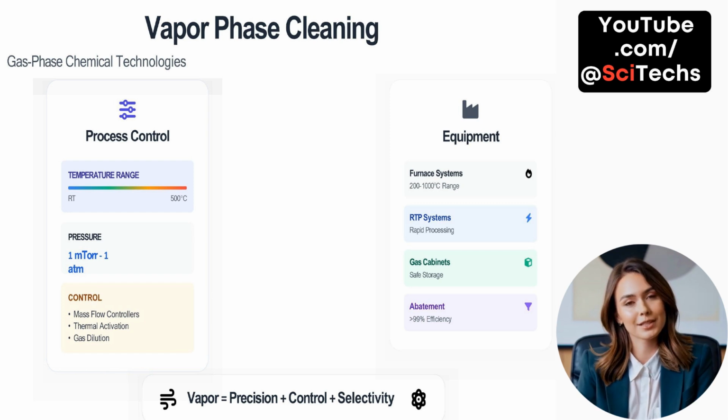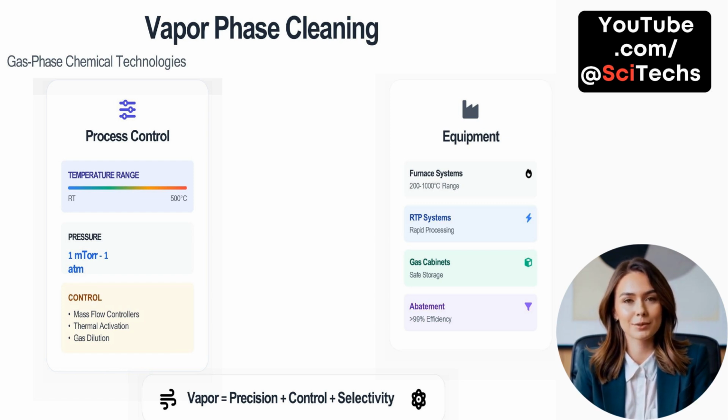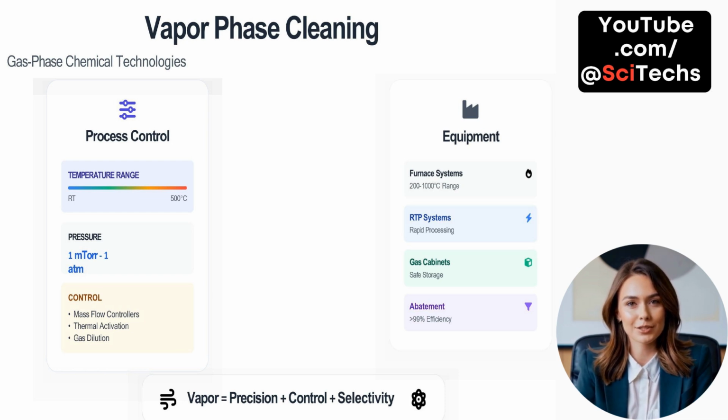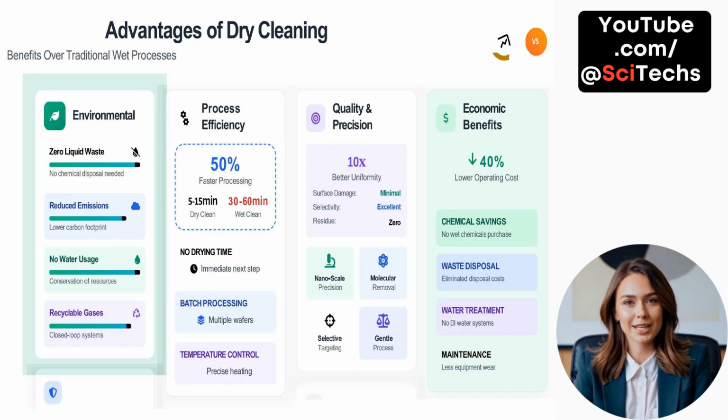Gas cabinets are essential for the safe storage of toxic and reactive gases. Finally, abatement systems are required to capture and neutralize exhaust gases with over 99% efficiency, ensuring environmental and personnel safety. Advantages of dry cleaning. Dry cleaning in semiconductor manufacturing offers several distinct advantages over traditional wet cleaning methods.